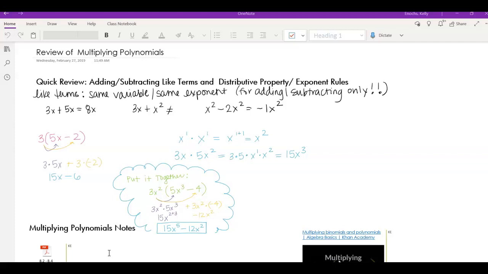We already know how to do distributive property, where we take some number on the outside and we multiply it by our numbers on the inside. So 3 times 5 made 15. 3 times negative 2 makes negative 6, so that ends up being 15x minus 6.